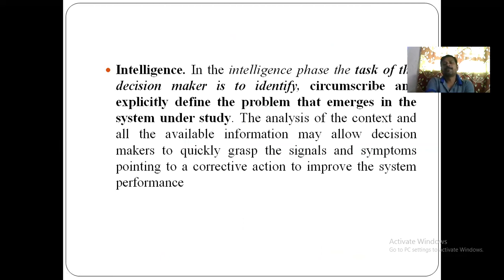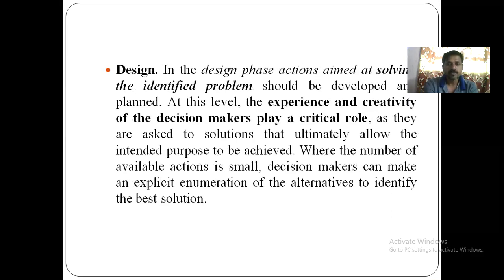Intelligence. In the intelligence phase, the task of the decision maker is to identify, circumscribe, and explicitly define the problem that emerged in the system under study. The analysis of the context and all the available information may allow decision makers to quickly grasp the signals and symptoms pointing to a corrective action to improve the system performance. Design. In the design phase, actions aim at solving the identified problem. At this level, the experience and creativity of the decision makers play a critical role. Meaning, as per the problem, they play a role to solve that problem.